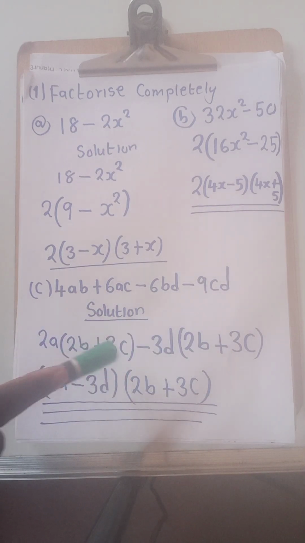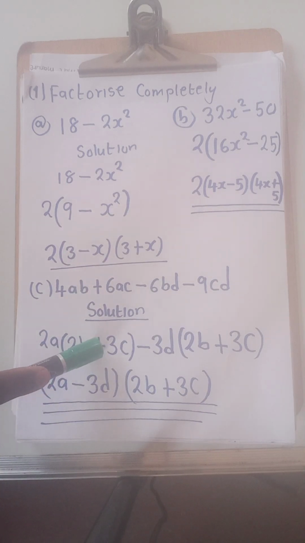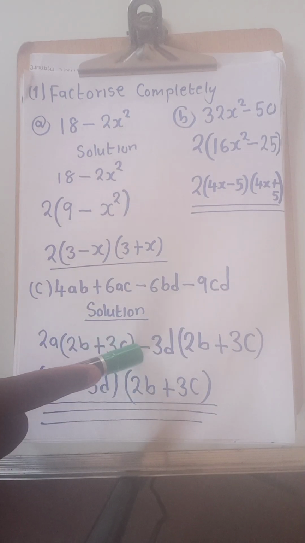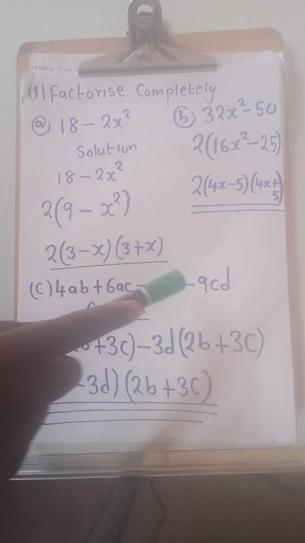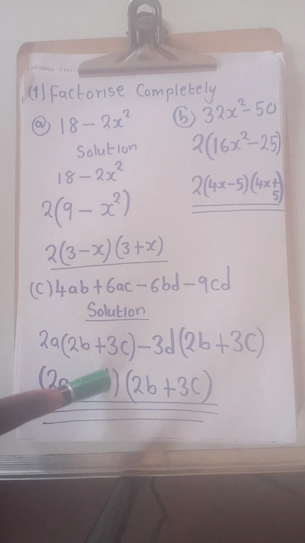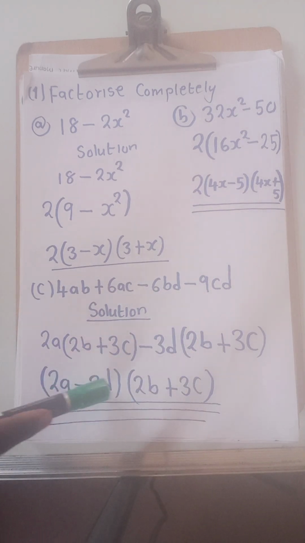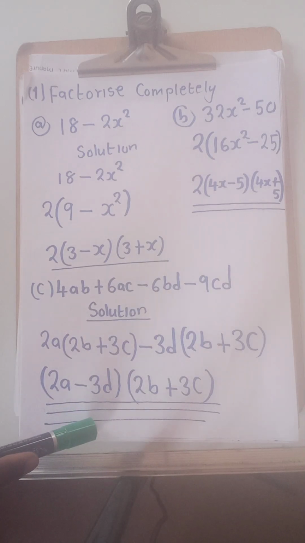Always, the brackets have to be the same. If it's a positive here, it should also be positive there. If it's a negative, there should also be a negative. If you discover that there are different signs, it means you made a mistake somewhere when answering. At the end, you pick the one which is outside, which is 2a minus 3d, and then just get one of these brackets because they are the same, which is what I've done here. This is where you end. This is how you answer factorization.